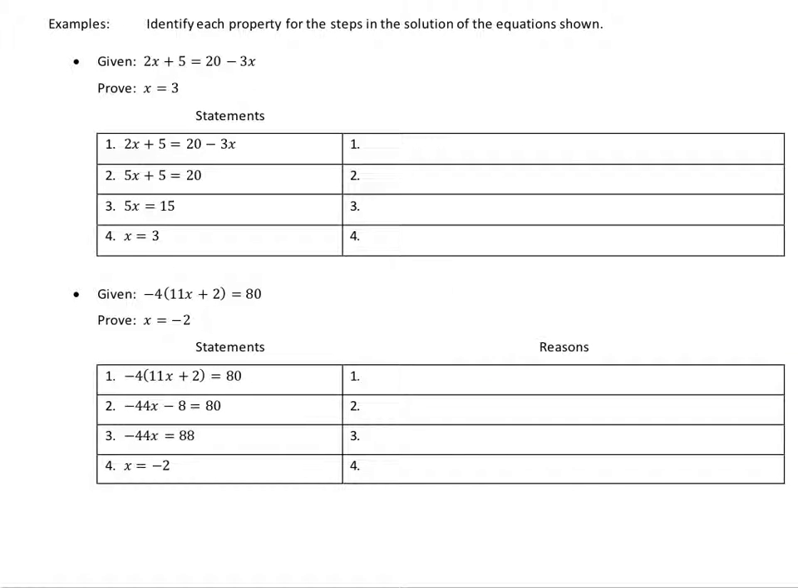So what this looks like in a two-column proof is, if you were given the equation 2x plus 5 equals 20 minus 3x, and we're trying to prove that x equals 3, you can see that there are 4 steps to solving this equation. That must mean there are 4 different reasons or properties you can use to find that x equals 3. So let's start by looking at what's given first. Number 1, 2x plus 5 equals 20 minus 3x, is the given. We list the reason for number 1 as given.